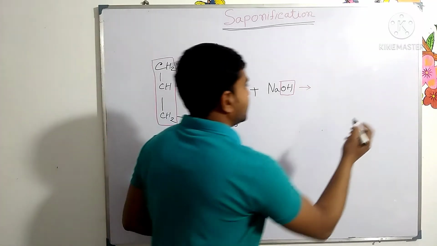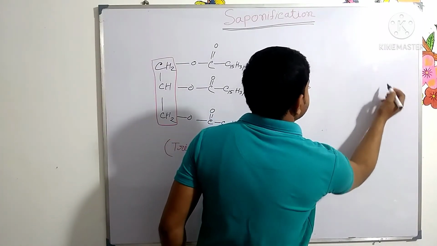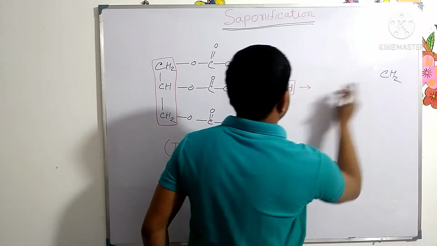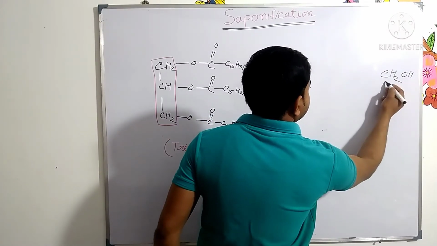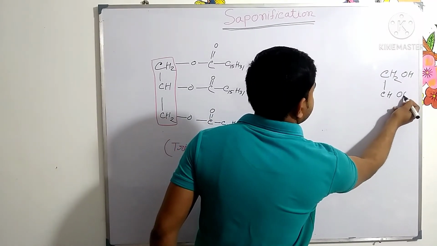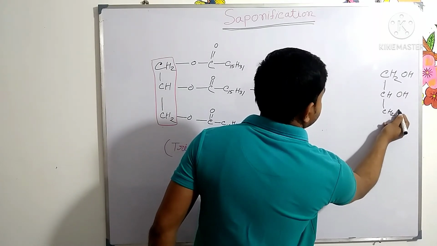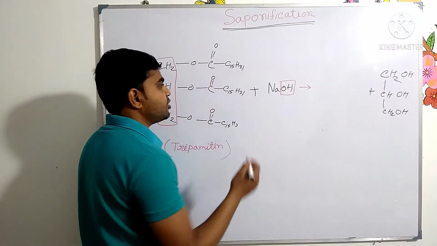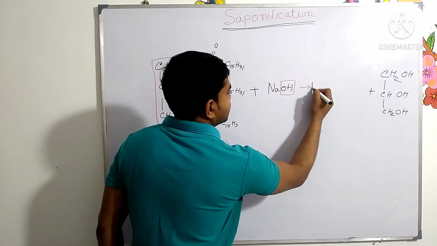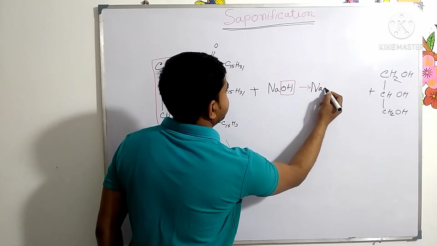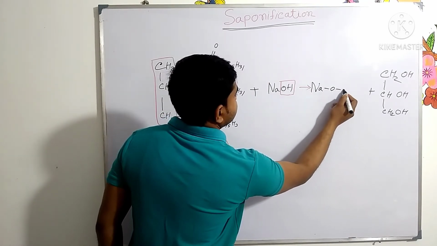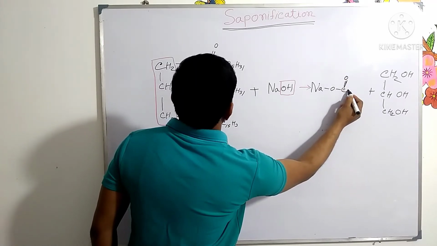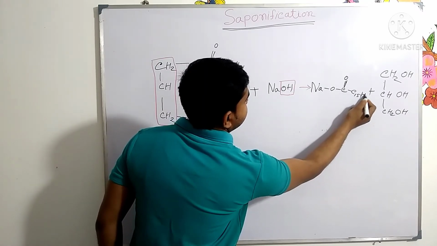glycerol. Here at first I have to write the glycerol. CH2OH, then CHOH, and then CH2OH, plus the remaining is sodium and this part. Then sodium, NaOC double bond O, then C15H31.